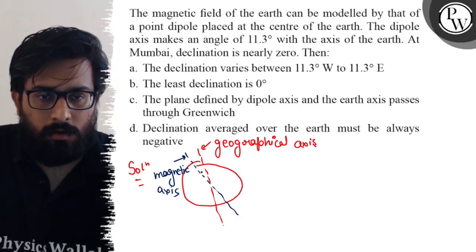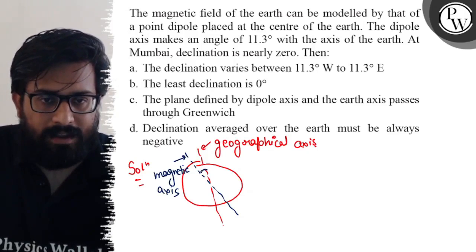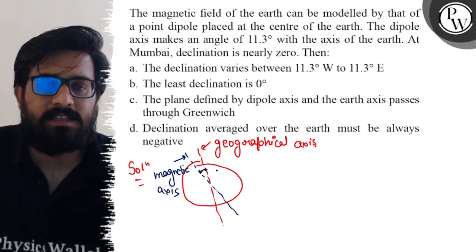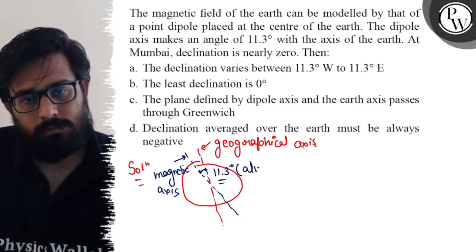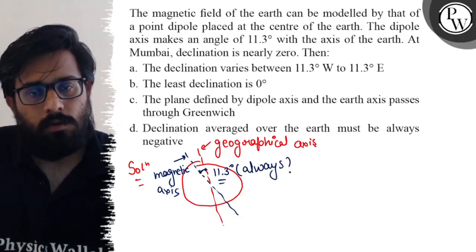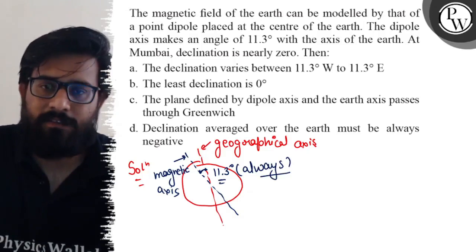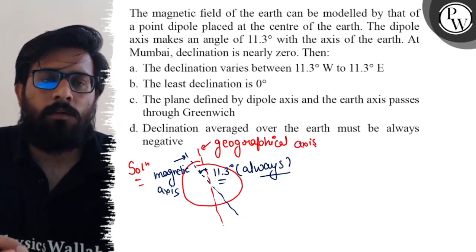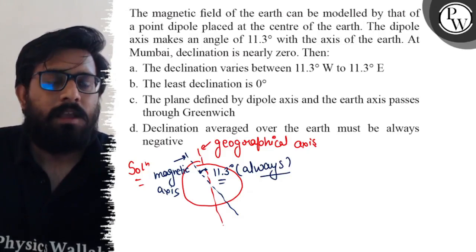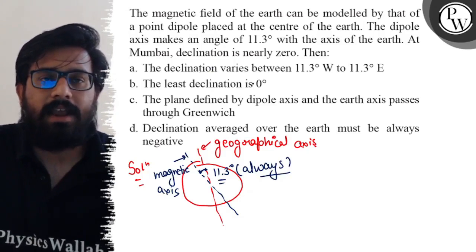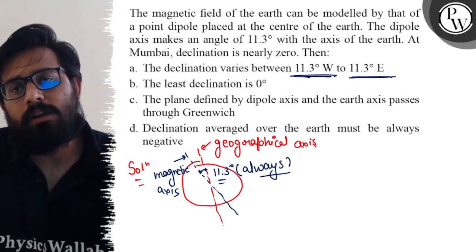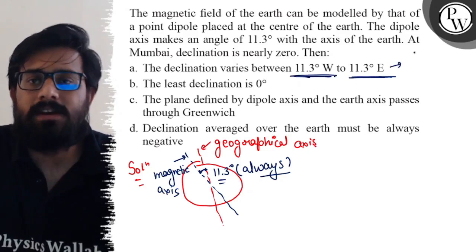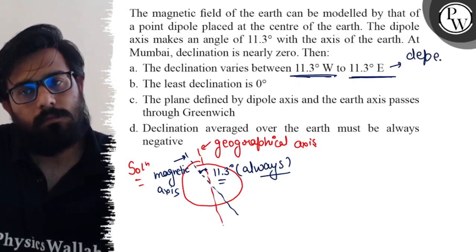So the angle between the magnetic axis and the geographical axis is 11.3 degree always. You can say that this value remains fixed and the value is 11.3 degree. So from here you can say that the declination varies from 11.3 degree west to 11.3 degree east. Now this depends on the observation.